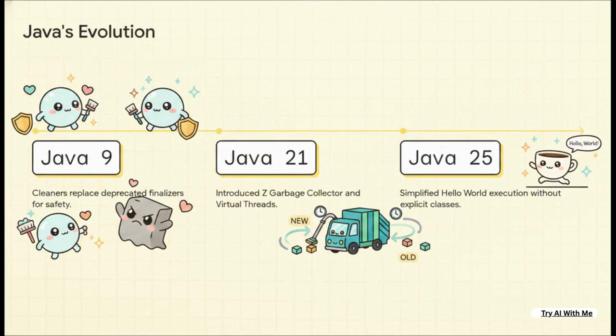Then, jump to Java 21, and we're seeing massive performance leaps with the Z garbage collector. This thing cleans new and old memory concurrently without ever stopping your application threads. And looking ahead to Java 25, we are getting a simplified execution model where you won't even need an explicit class declaration just to run a basic program. It's getting so incredibly streamlined.